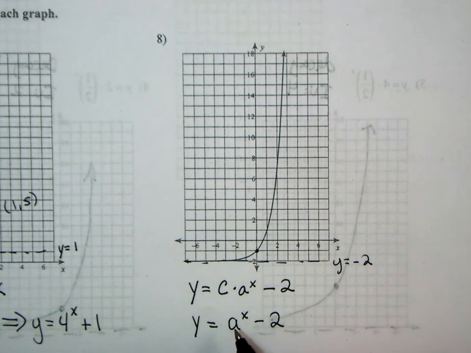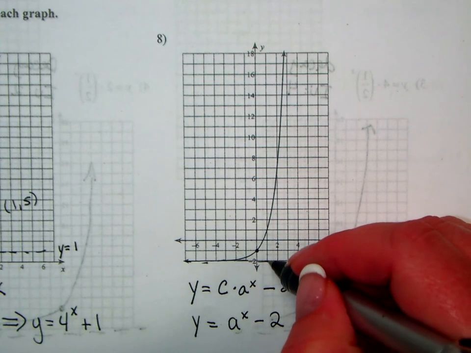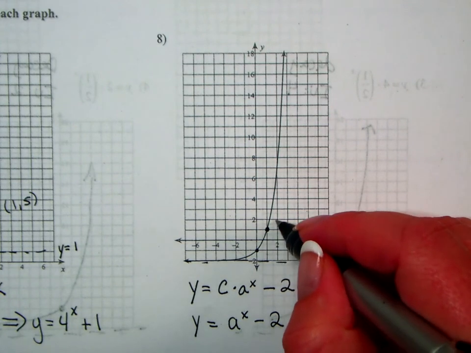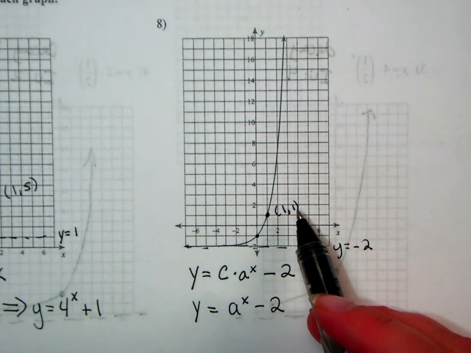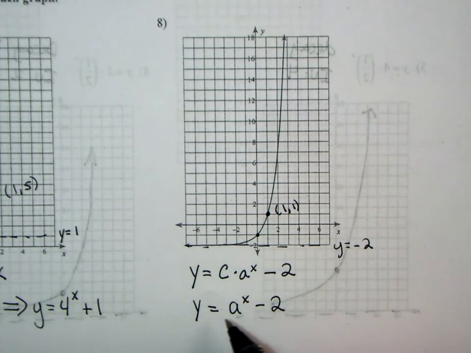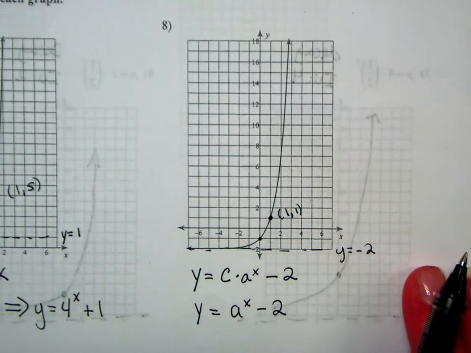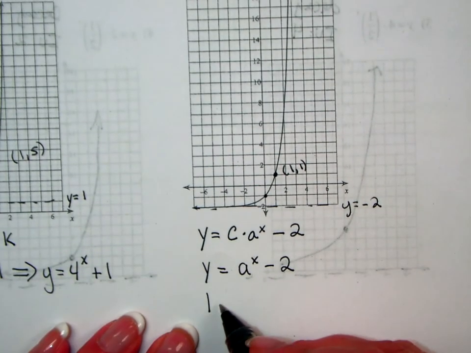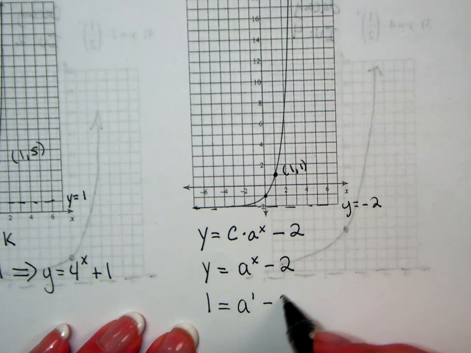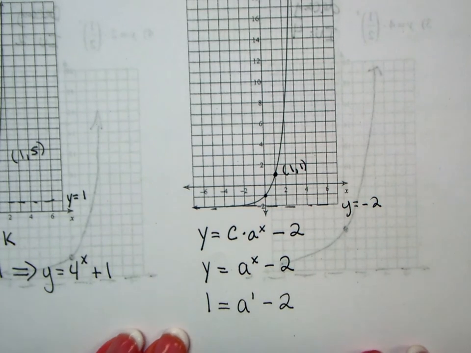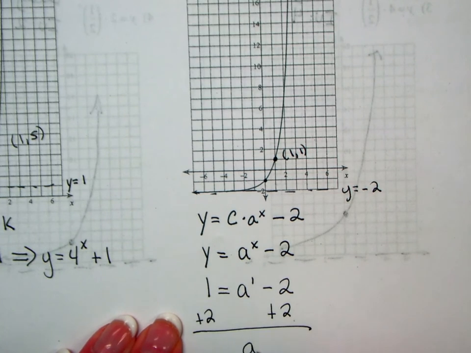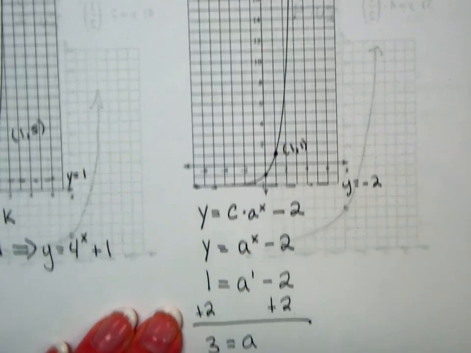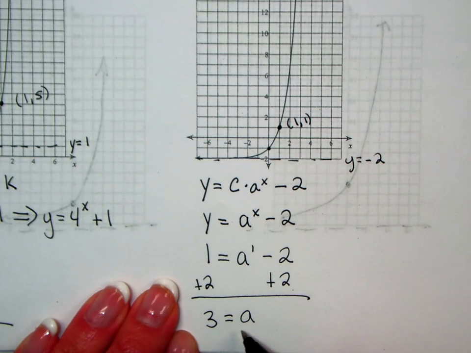So I have to solve now for what the base is. So look at where it is at 1. It goes to the point 1, 1. Right? So if I take this point x, y and plug it into my equation, that'll allow me to solve for a. So I have 1 equals a to the first minus 2. Right? So to solve for a here, I'm just going to add 2 to both sides, and I get a to the first equals 3. A to the first, or just a, same difference.